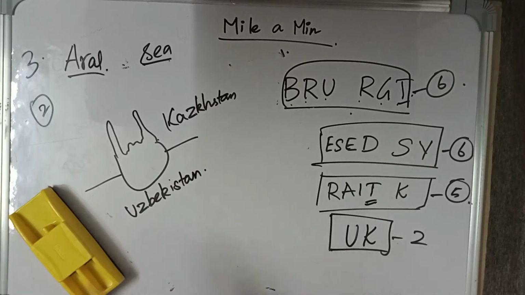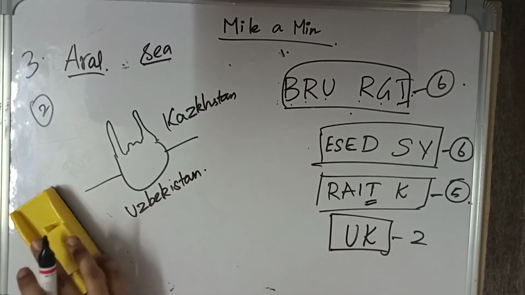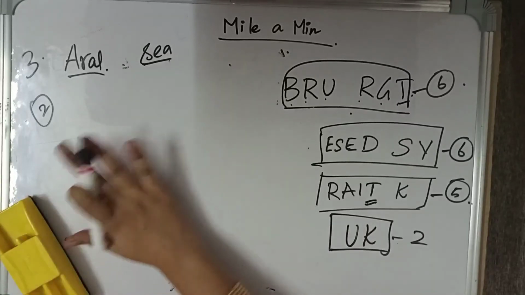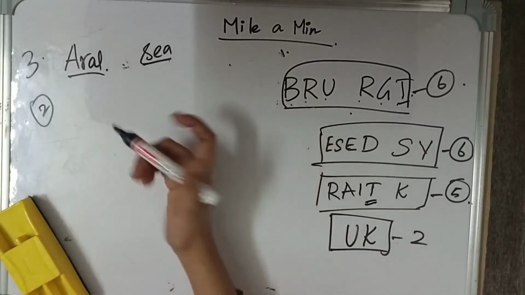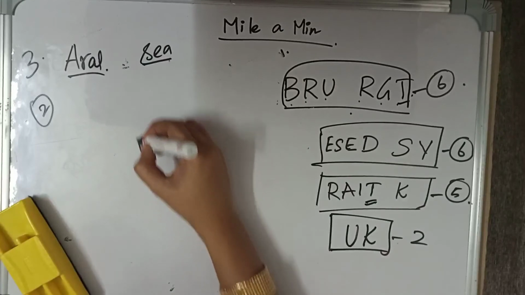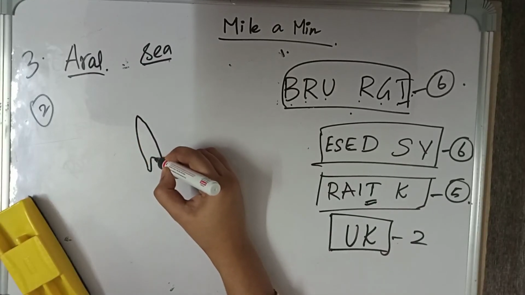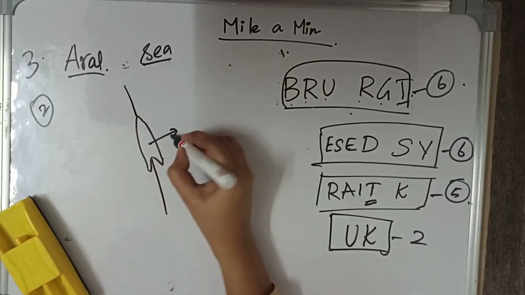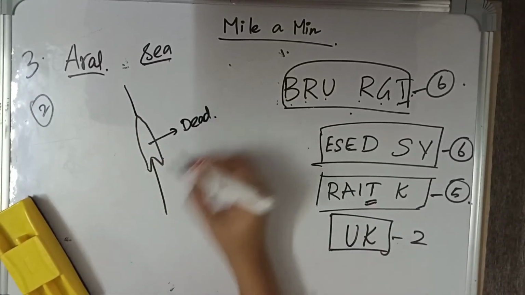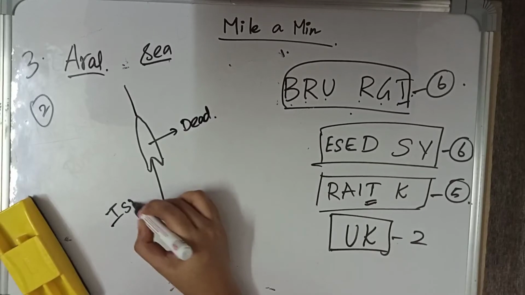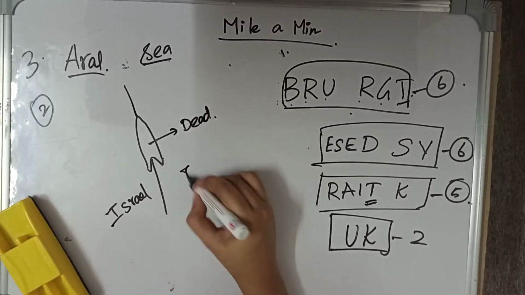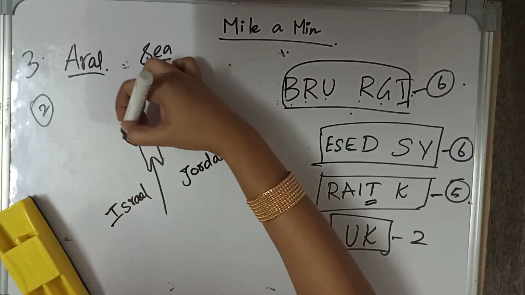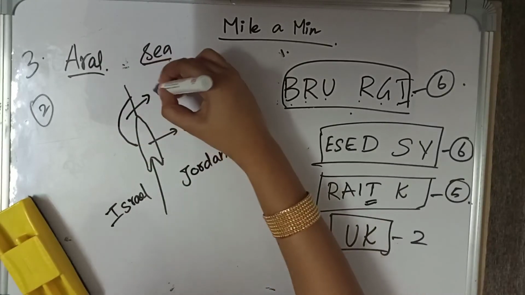And after that we have Dead Sea. So Dead Sea is a small sea, and if you are seeing a world map, you can't even see Dead Sea, but it is important. It will be slightly like this. This is Dead Sea, and here we have Israel. On this side we have Jordan, and on the top here we have West Bank. This is West Bank.